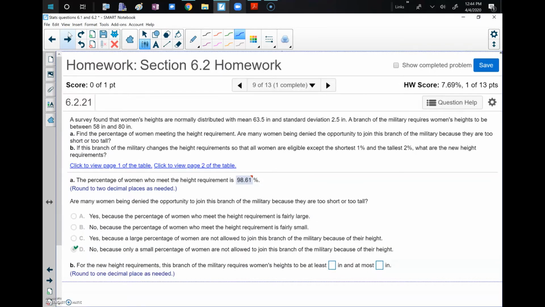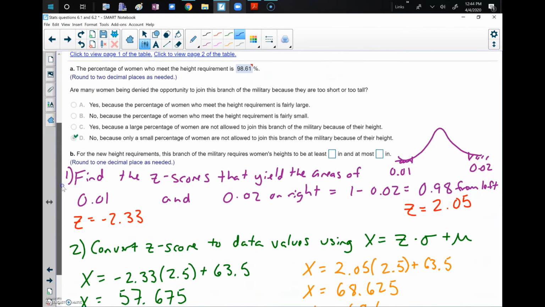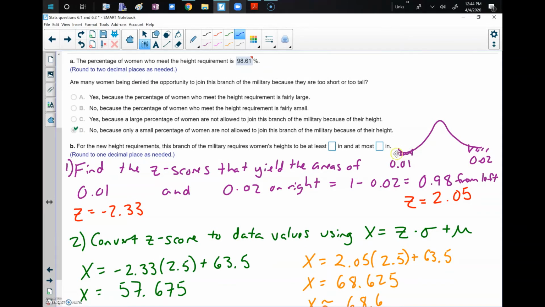And for the second part, they want to know for the height requirement what the smallest height would be. Here they want the shortest 1% to be excluded. And then for the maximum height, if we want to exclude the tallest 2%. So again, I'm going to draw a picture so I can visualize what that looks like on my normal curve. So here we want the shortest 1% to be excluded. So we're going to be looking at what is the z-score and data value there that creates that cutoff.